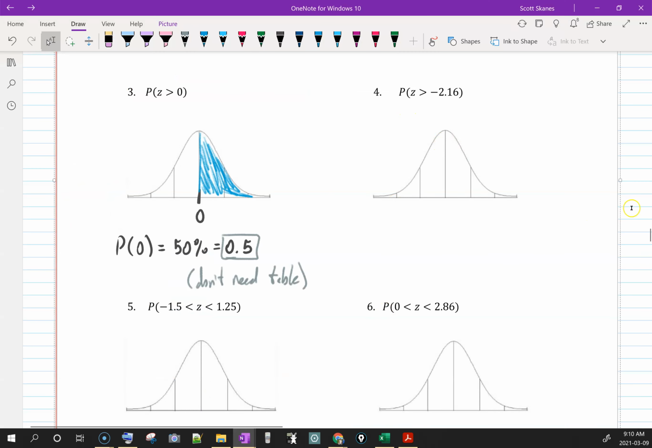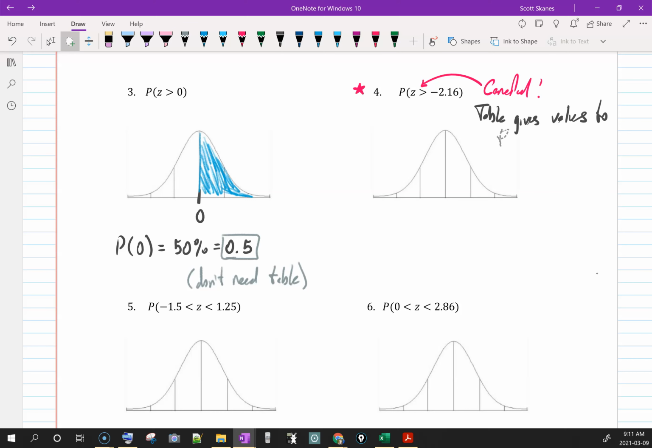All of these can be done in a similar way using the calculator or using the table. I'll do number 4 with you, just because it's a little bit tricky. You can see that it's greater than, once again. I'm going to say careful, and make a note of this: the table gives the values to the left.